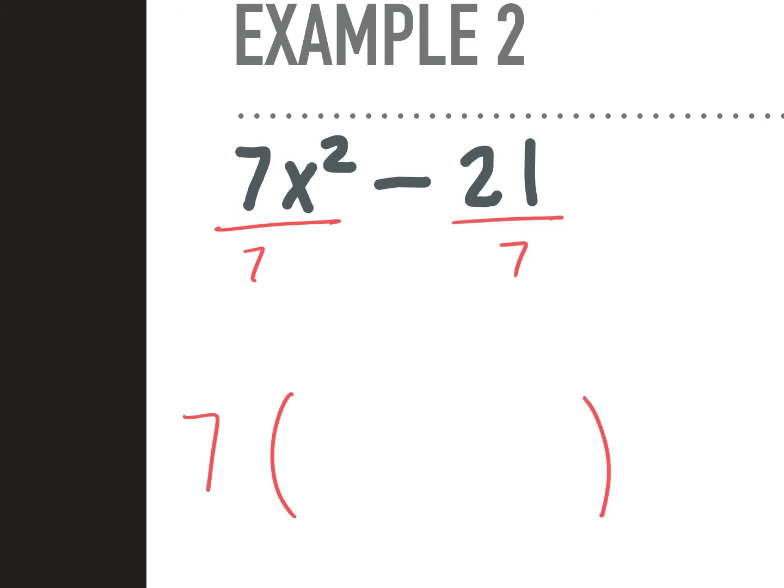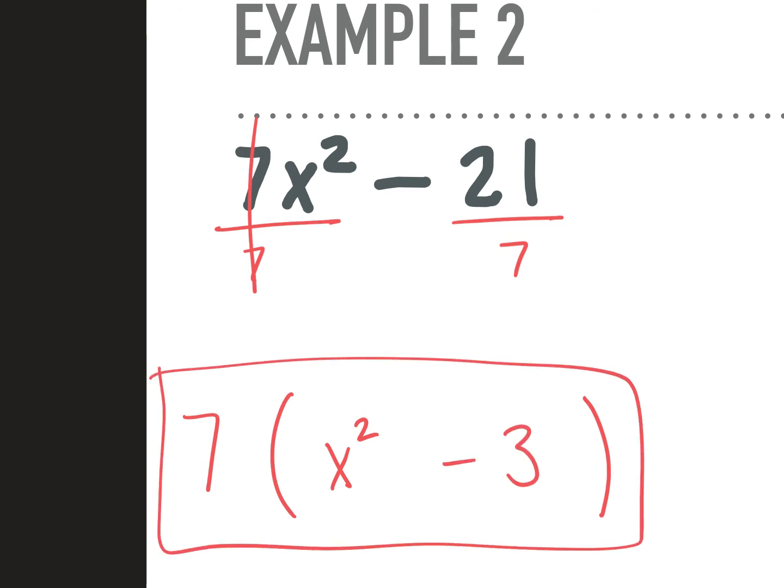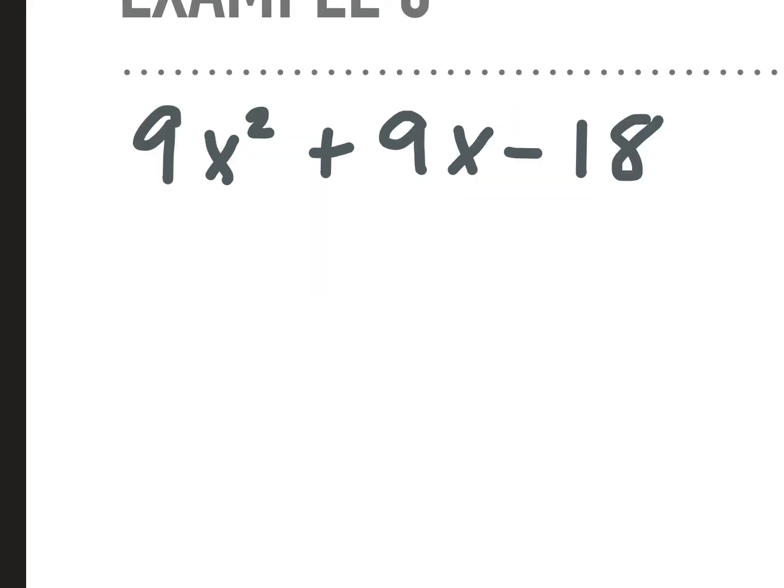So if I divide both of these by 7, what's 7 divided by 7? 1. So then what am I left with? Just x squared. And what's negative 21 divided by 7? Negative 3. So that's my answer. My greatest common factor is 7, so 7 is all that I can take out, and that just stays on the outside.